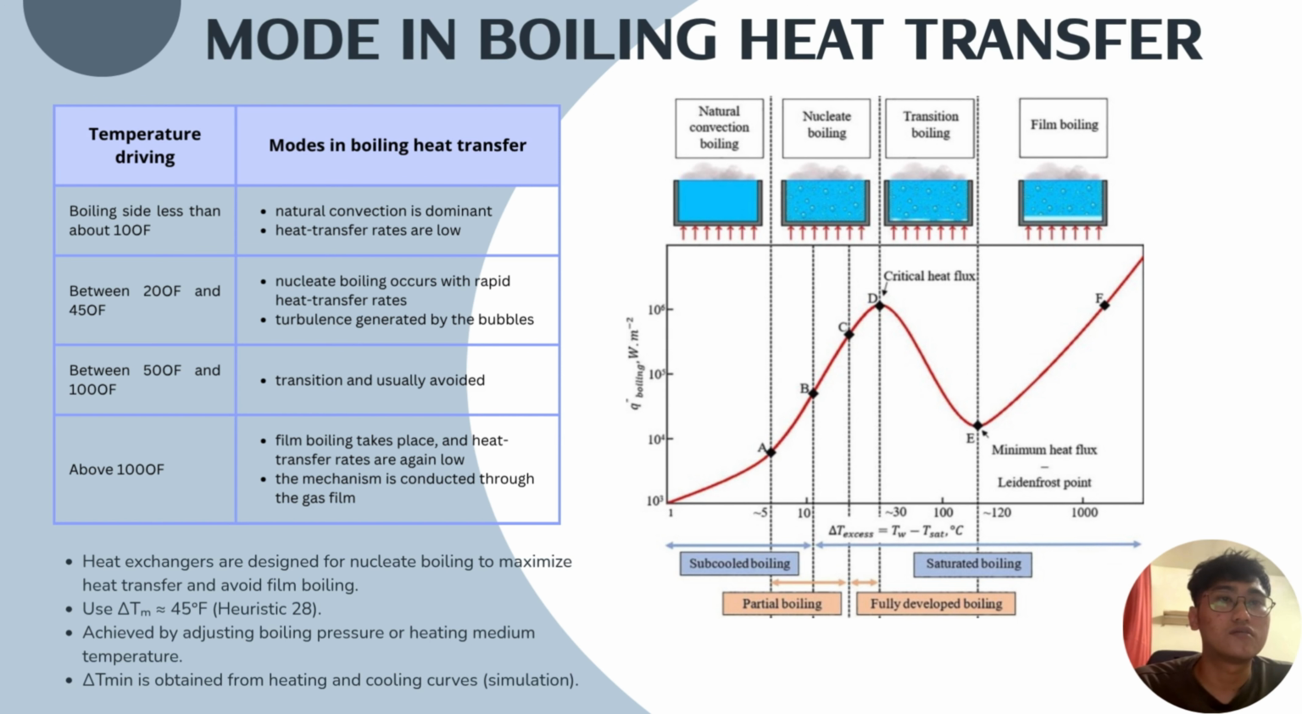For the modes in boiling heat transfer, different temperature ranges produce different modes. Below 10 degrees Fahrenheit, natural convection dominates, but the heat transfer is slow. Between 20 Fahrenheit and 55 Fahrenheit, nucleate boiling occurs, which gives very high heat transfer. Between 50 degrees Fahrenheit and 100 degrees Fahrenheit, the transition region is usually avoided. Above 100 Fahrenheit, film boiling occurs and heat transfer becomes low again. So the best condition is nucleate boiling.